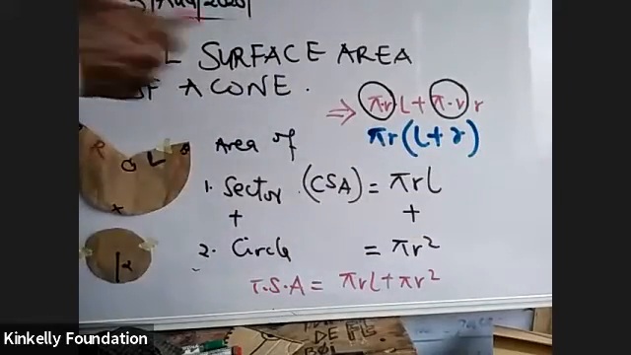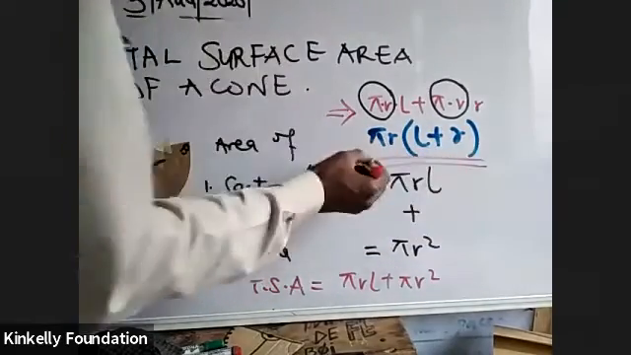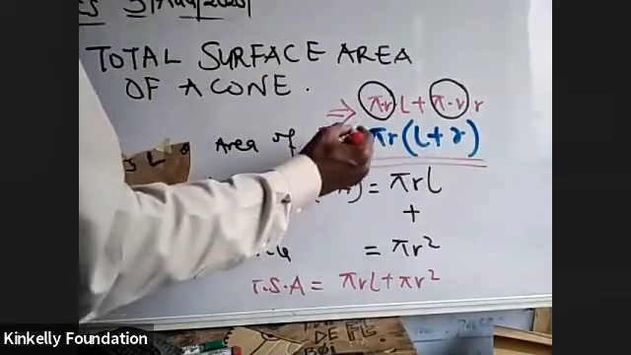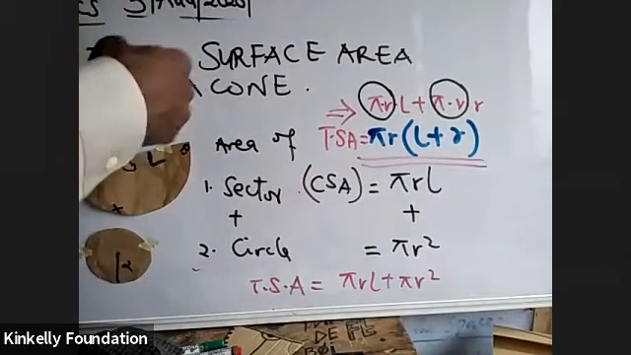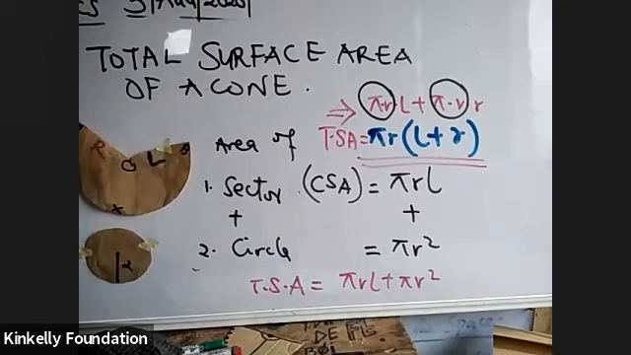So the TSA of a cone, TSA is equal to pi r L plus pi r squared, which is the same thing as pi r bracket L plus R. This is the TSA of the cone.